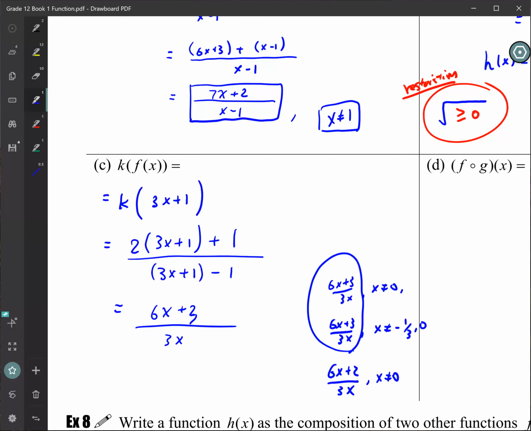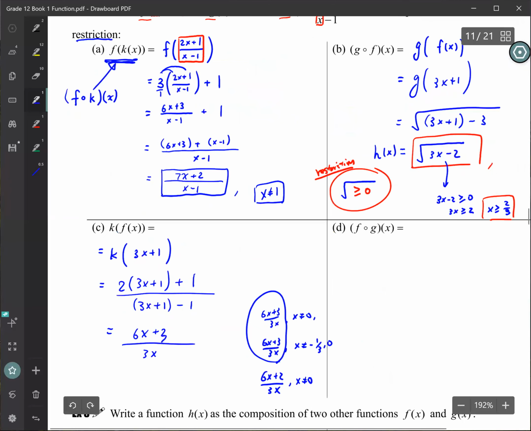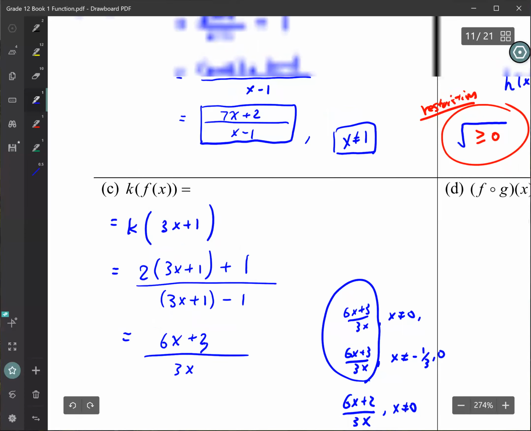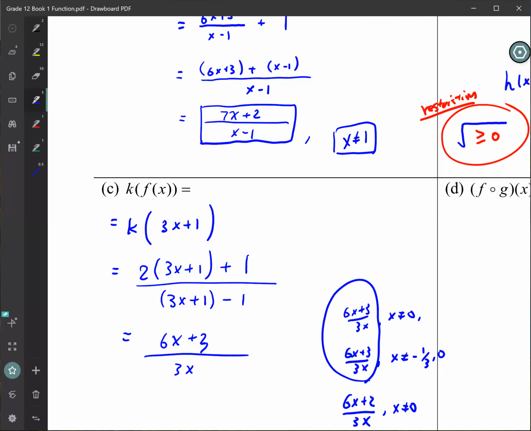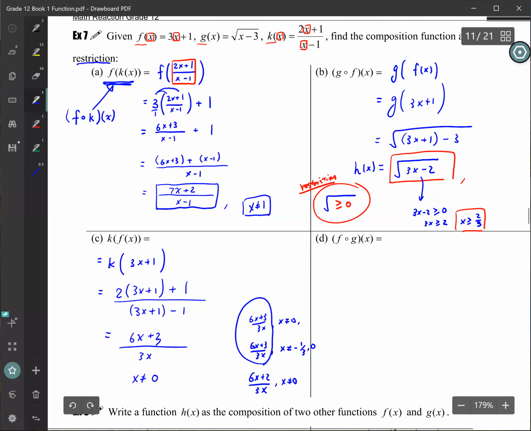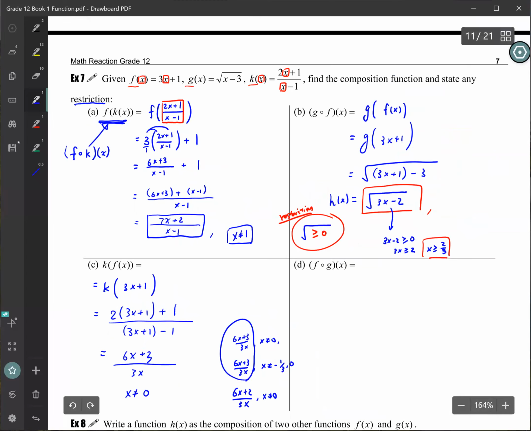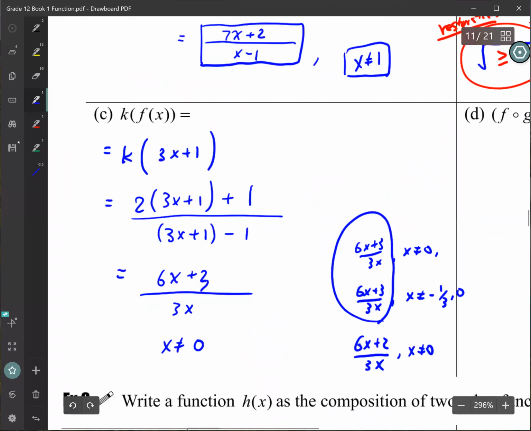William, where did you get the -1/3? I got it from the second line where there's 3x plus 1. I put that in as well. I don't think I need it though. Yeah, you look at the very final expression, okay? So you would have x cannot be 0. Then can you simplify that? Yeah, we can simplify it, okay?